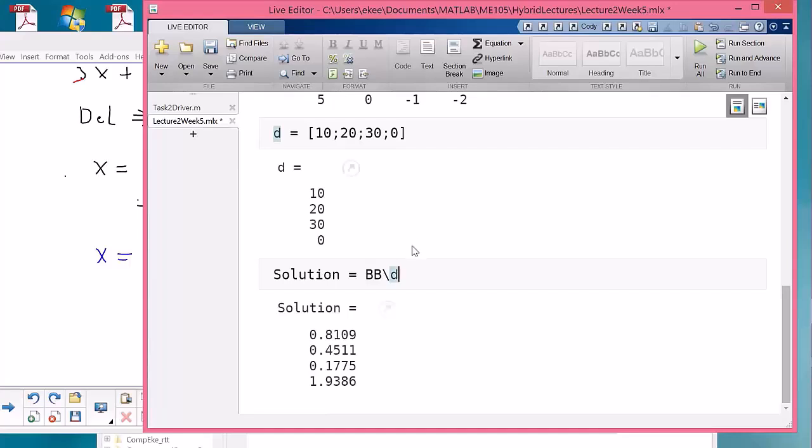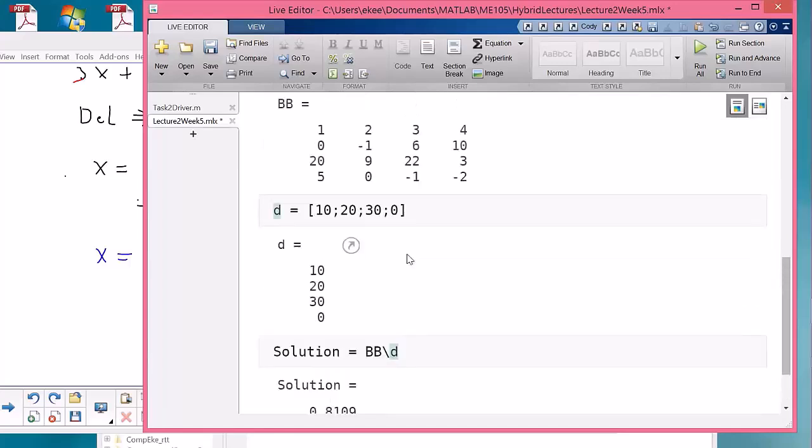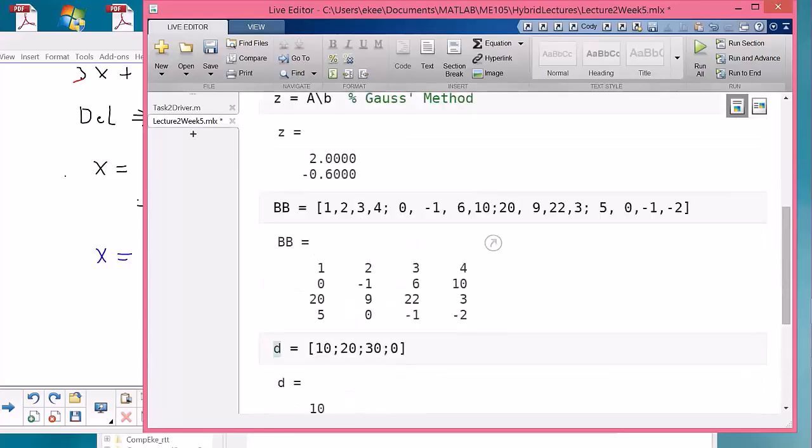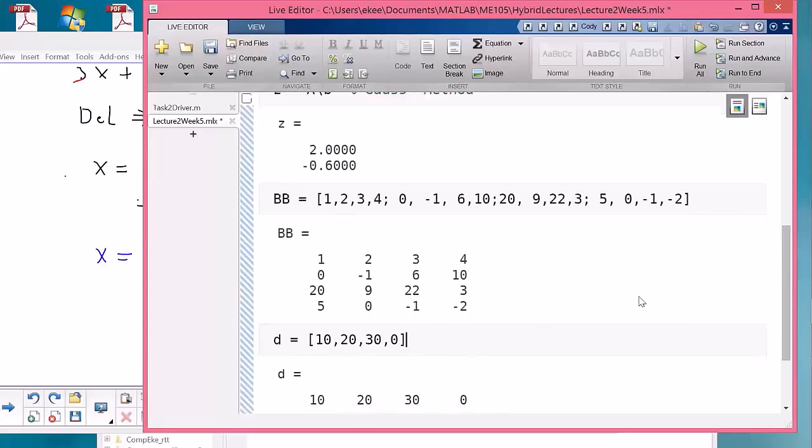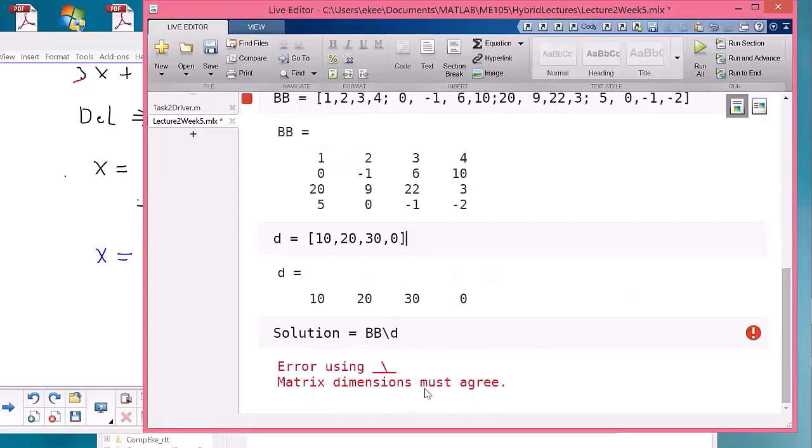I'm going to try to now create an error. Let's just go back. Suppose, and students sometimes do this, you put a comma here. I put another comma here instead of that semicolon. So in other words, I'm creating a row vector. And let's see if this is my D. I run that section first. This is what D looks like now. You see what happens down here.